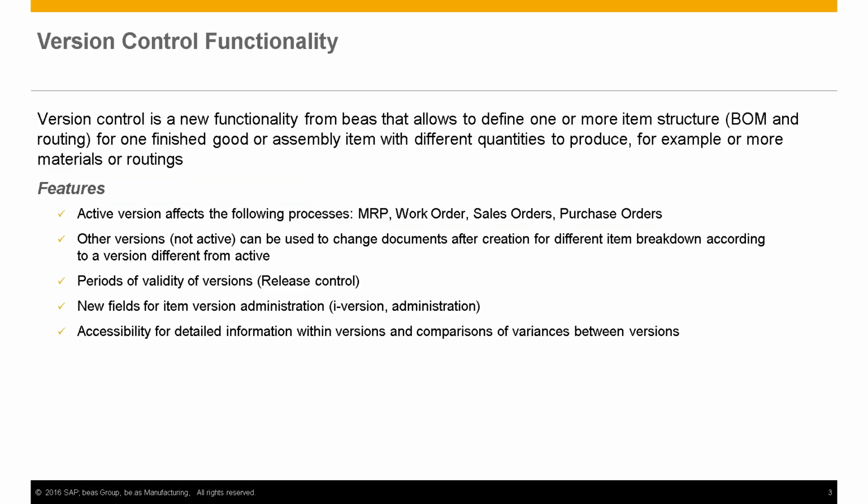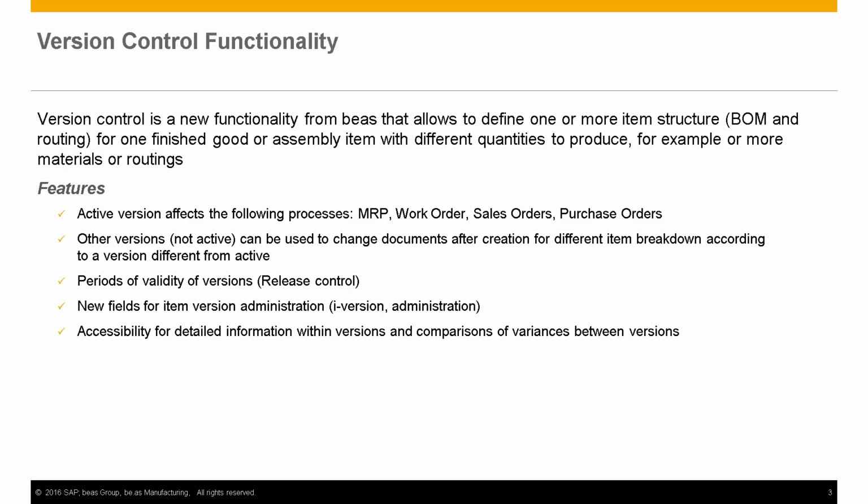Now, what is version control? This is a new functionality that allows us to include different values and parameters from bills of materials and routings to an item, letting the user decide to produce the item with one specific bill of material and then sell it with another bill of material, for example. This will minimize the item creation when in reality it is the same item.